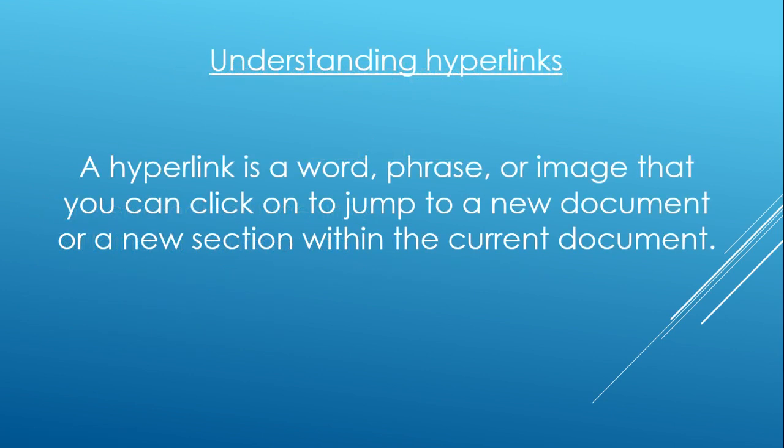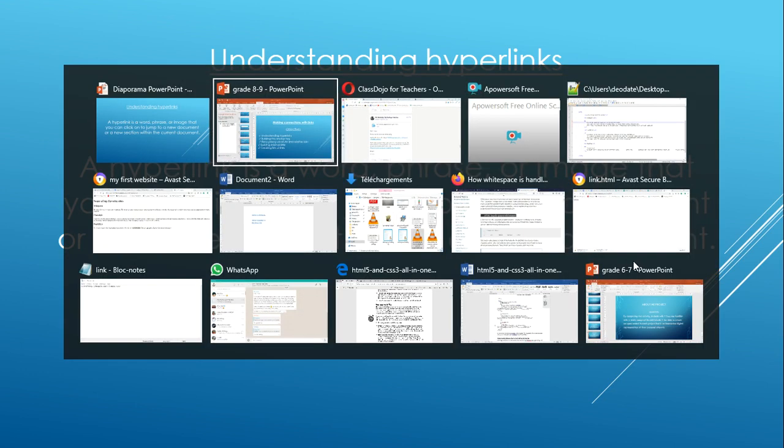And the first one is understanding hyperlinks. Actually, hyperlinks are not something new for you, internet user. It is something you use almost every day when you're browsing the internet. By definition, a hyperlink is a word, phrase, or image that you can click on to jump to a new document or a new section within the current document. And as I said, you are already familiar with hyperlinks. So let me go ahead and show you an example of hyperlinks with Class Dojo.